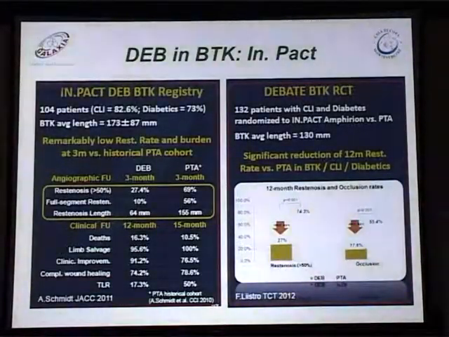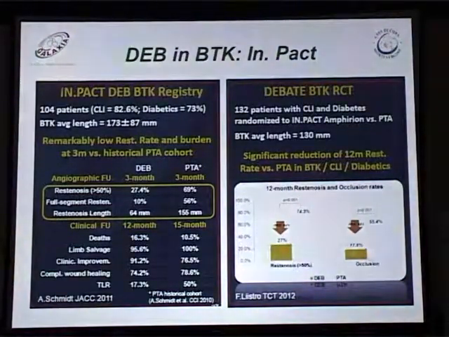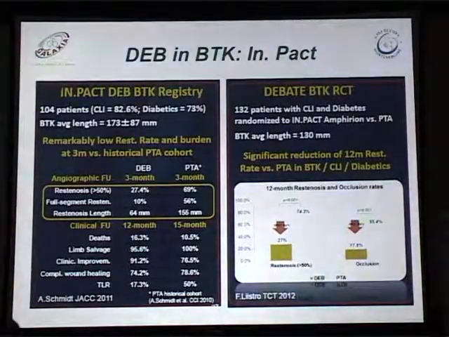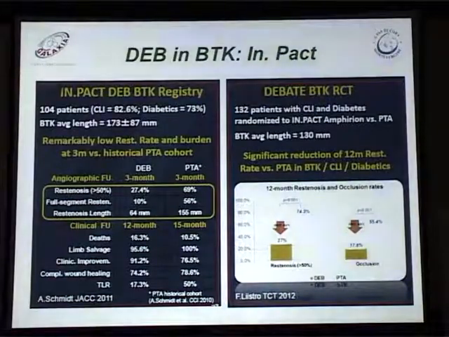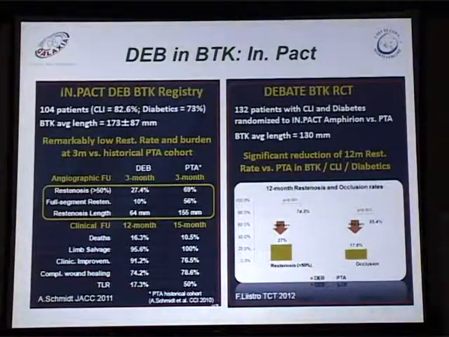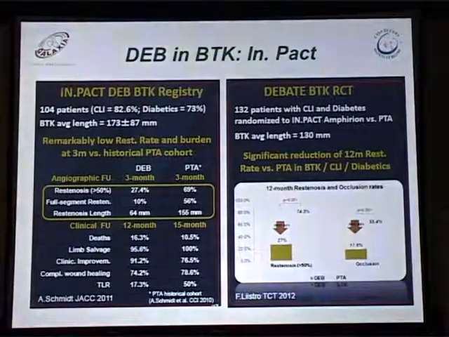From two important studies, one made in Leipzig by Schmidt, and another one in Italy by Liistro, we have a statistically very significant reduction in restenosis with drug eluting balloon compared with uncoated balloon. For example, in the DEBATE-BTK randomized controlled trial, there was a very significant reduction at 12 months follow-up with angioplasty using drug eluting balloon in patients with critical limb ischemia and diabetics. You see 27% versus 74%, and in occlusions 70% versus 55%.